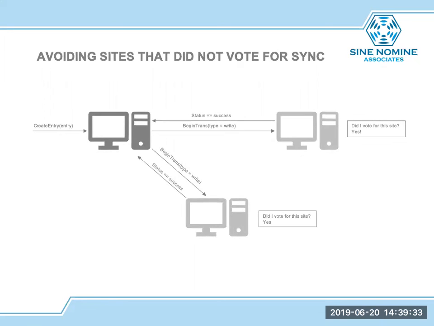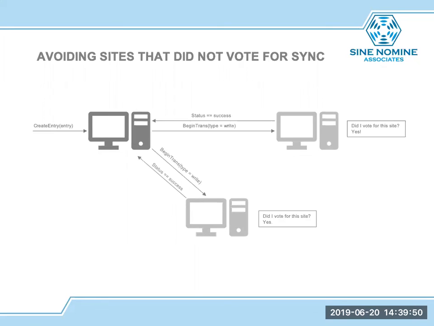Any questions about this? Well, just a comment, I think we kind of skimmed over this: the check that the site does when a write transaction comes in, to see if it's coming from the Sine site that it voted for, right? Mm-hmm.